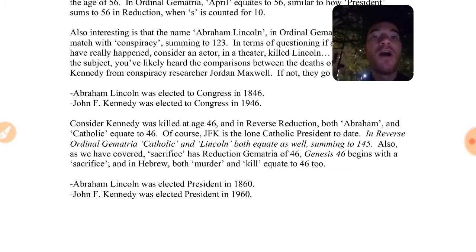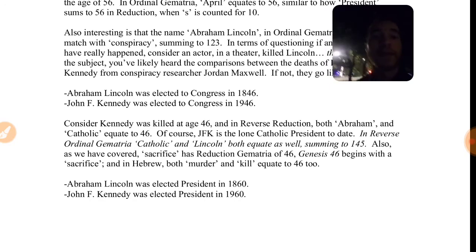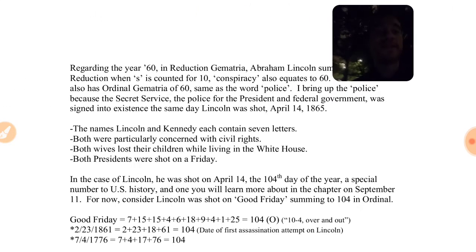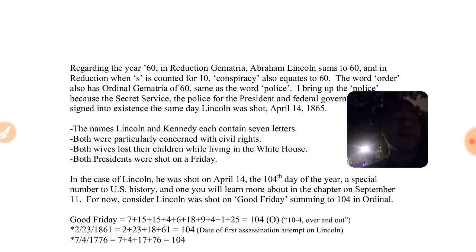Also, as we have covered, sacrifice has reduction gematria of 46. Genesis 46 begins with a sacrifice, and in Hebrew, both murder and kill equate to 46 too. Abraham Lincoln was elected president in 1860. John F. Kennedy was elected president in 1960. Regarding the year 60, in reduction gematria, Abraham Lincoln sums to 60, and in reduction, when S is counted for 10, conspiracy also equates to 60.